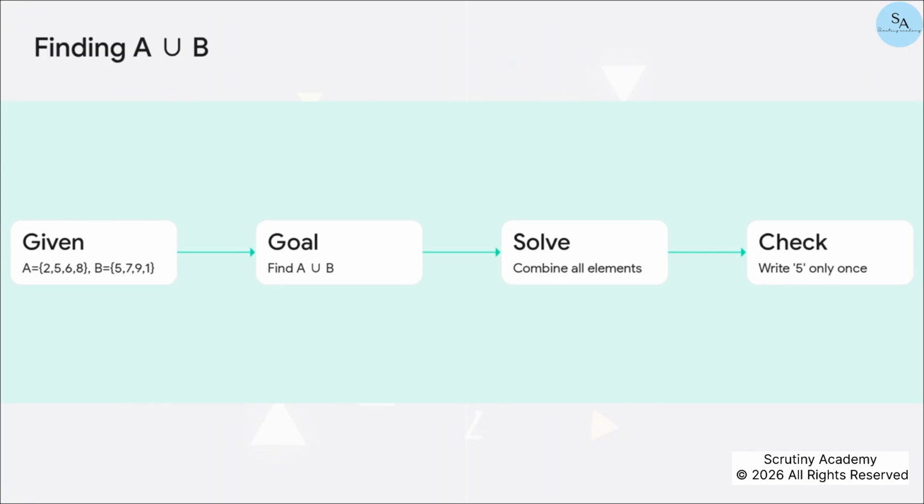But watch out! See that bright orange highlight on the number 5? The single most common mistake students make in exams is writing common elements more than once. The number 5 is in both sets, sure, but in our final answer we only write it down once. So our combined set is simply 1, 2, 5, 6, 7, 8, and 9.